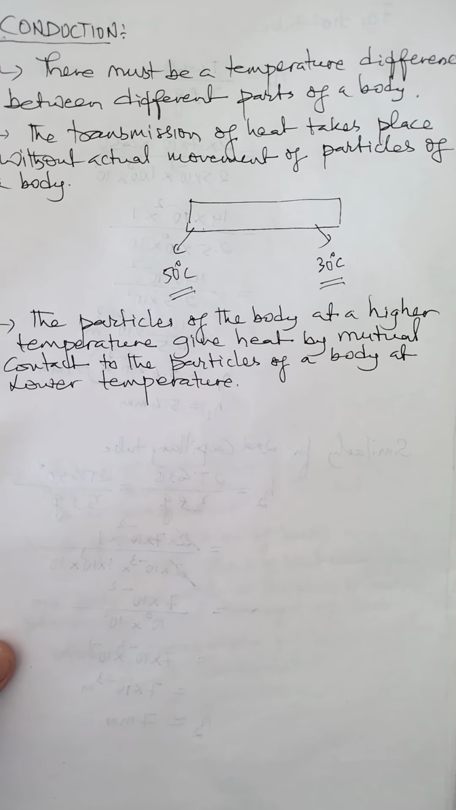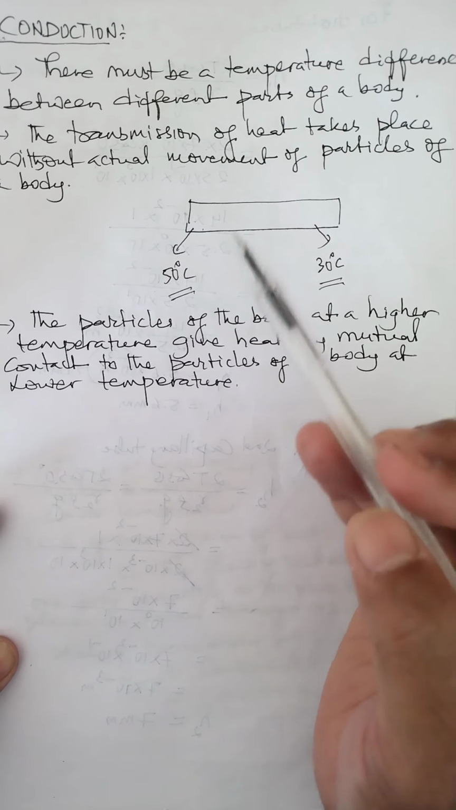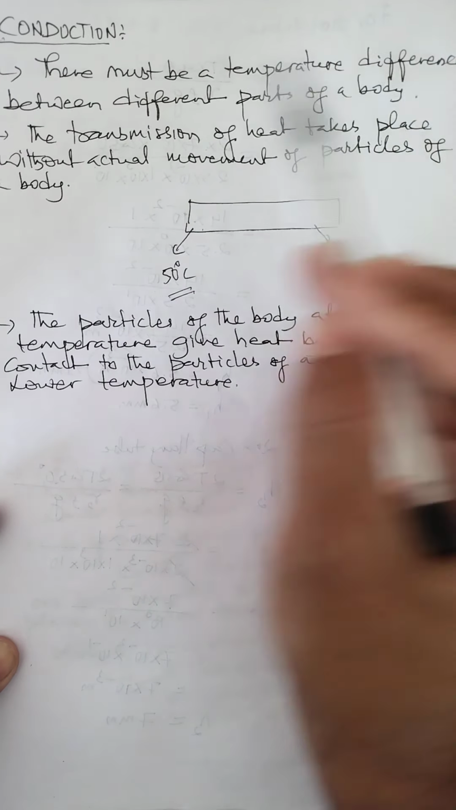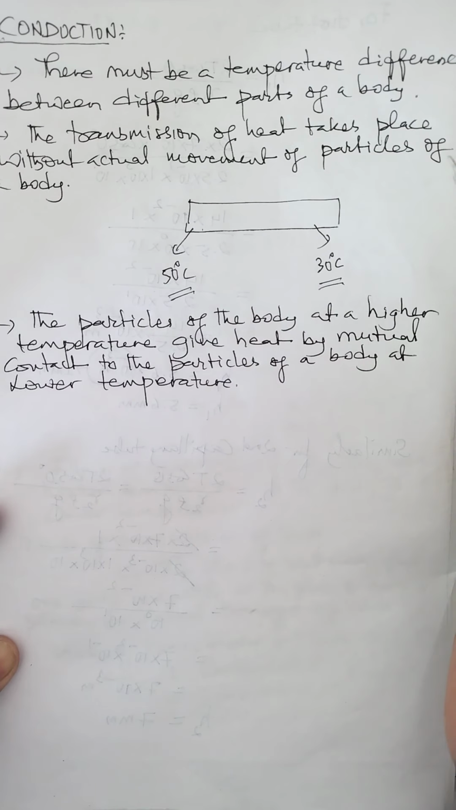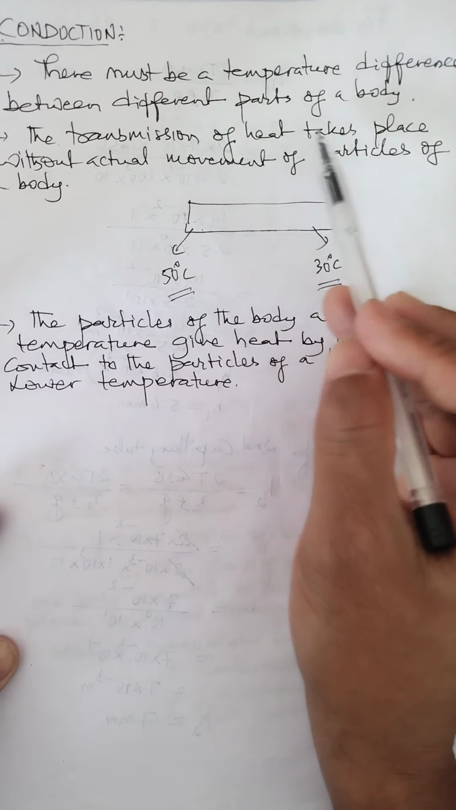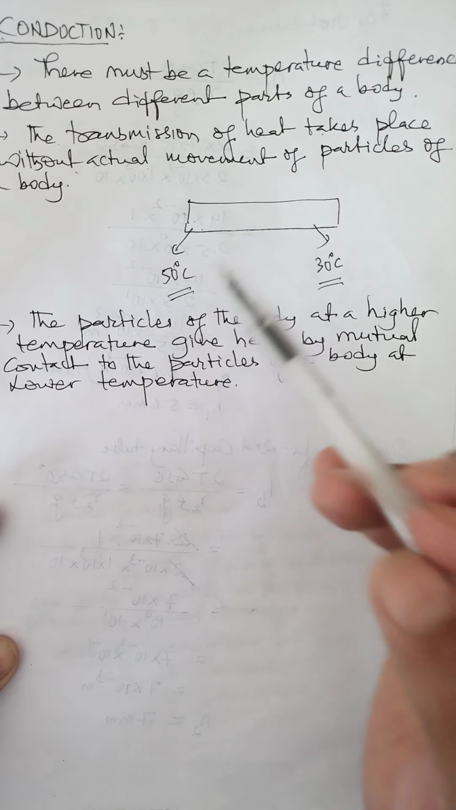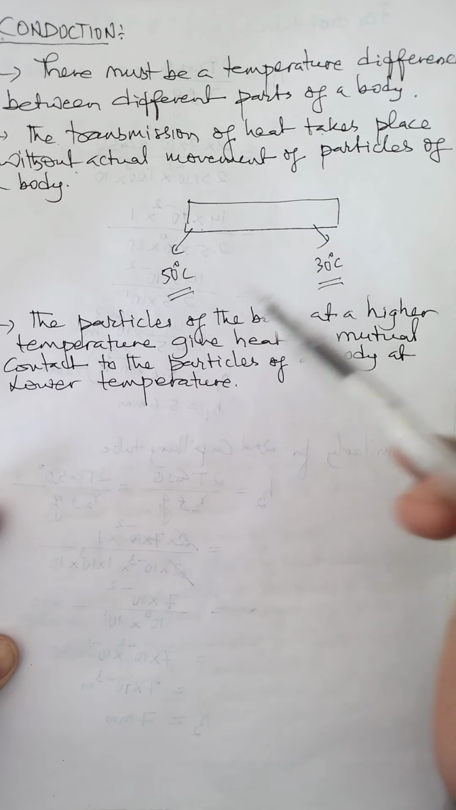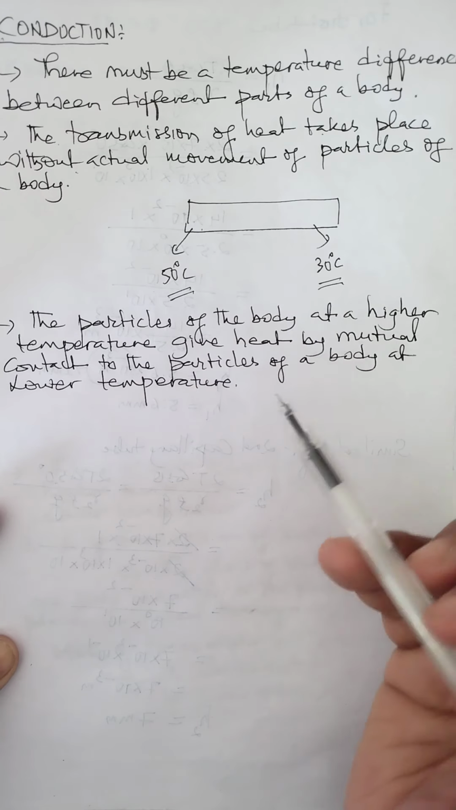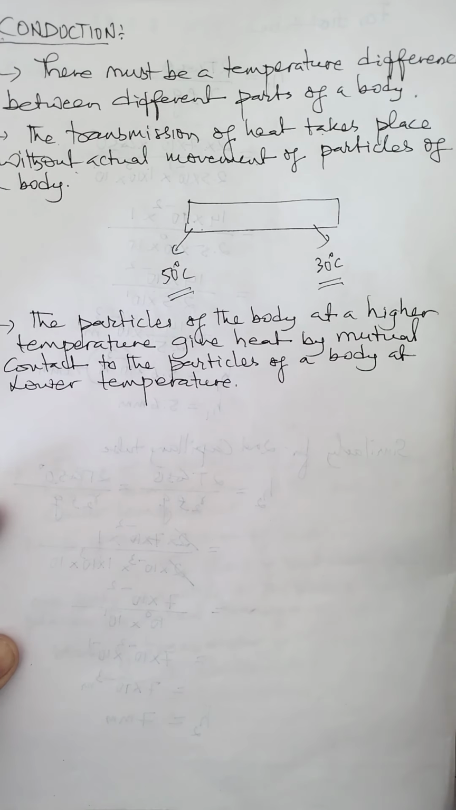So children, under conduction as a process, you must remember these points. Let me read them out. There must be a temperature difference between different parts of the body. Only then can heat flow from a part at high temperature to a part at low temperature. Next, the transmission of heat takes place without actual movement of the particles of the body. One particle can transfer or give heat to the nearby particle without the particles actually moving.